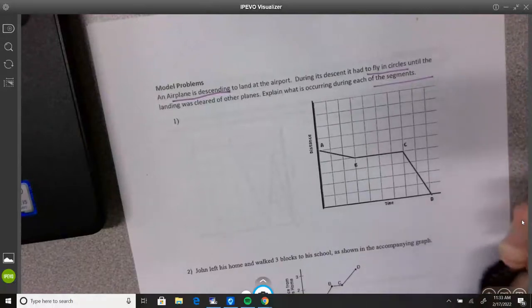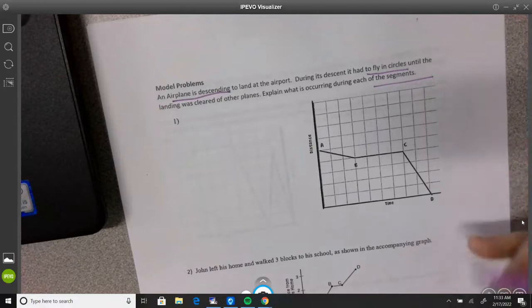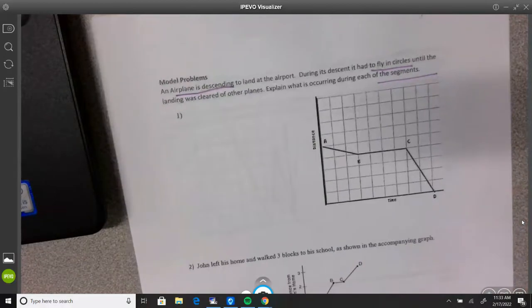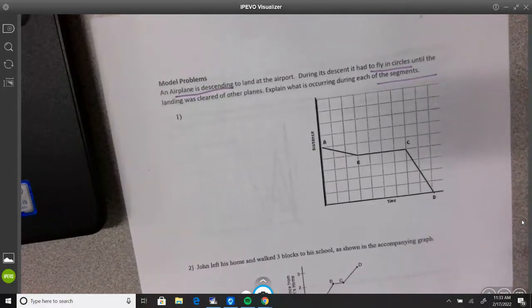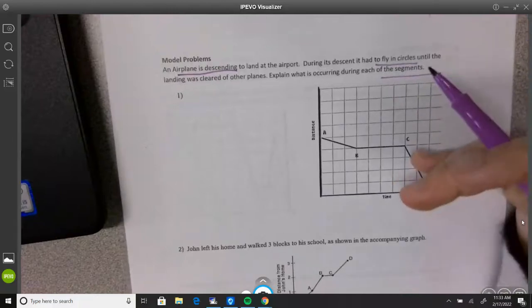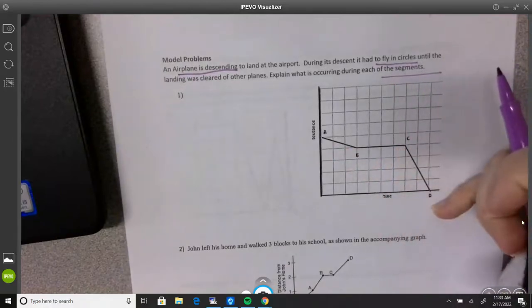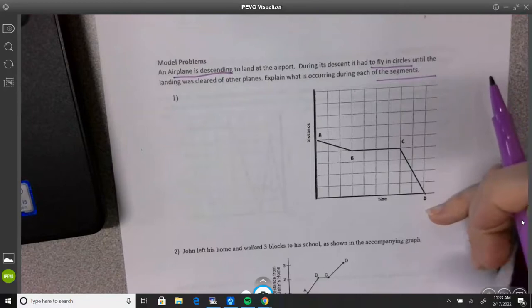Okay, I'm going to apologize. This is going to start sounding like a geometry class because we're going to be talking about line segments and everything else. So this question, they're giving you a scenario and they're wanting you to identify the parts of the graph. What do you think is actually occurring?